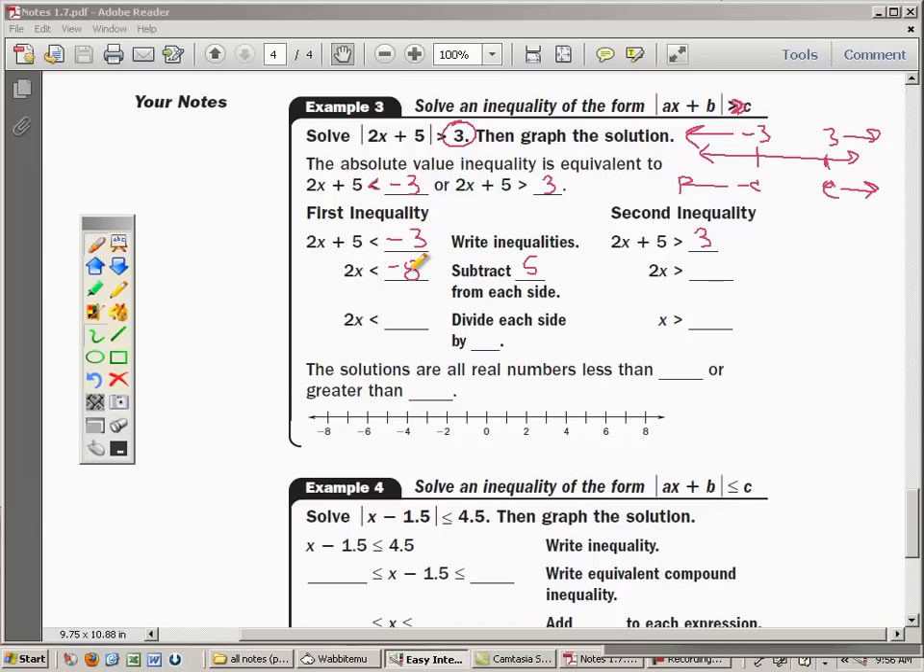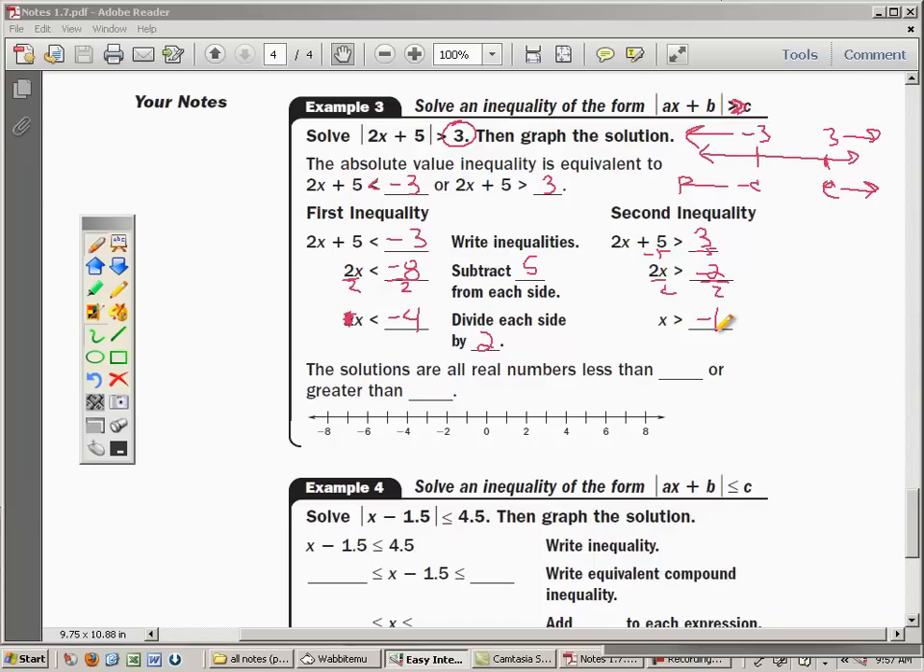And when you subtract the 5 from both sides, you get 2x is less than negative 8. And from there, we're going to divide both sides by 2. This is now negative 4. All right? On the other side of this, we're going to subtract 5 from both sides, so I get negative 2. When I divide both sides by 2, I get x is greater than negative 1.